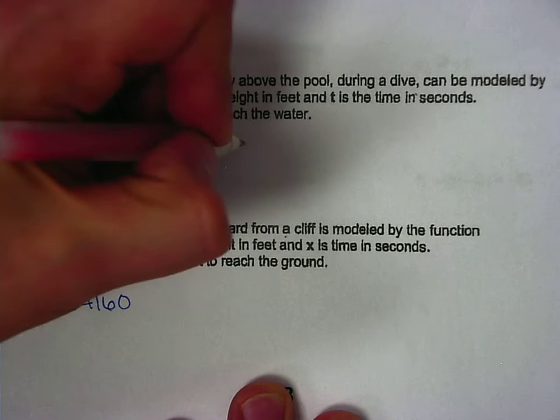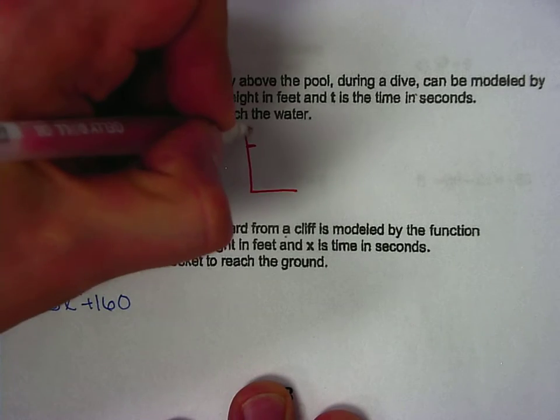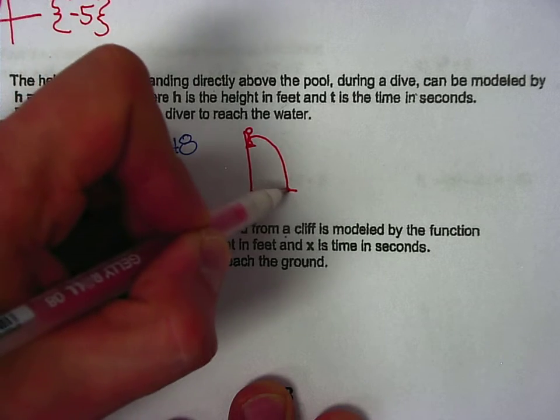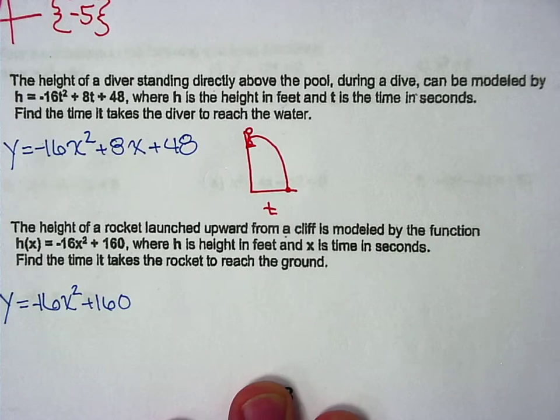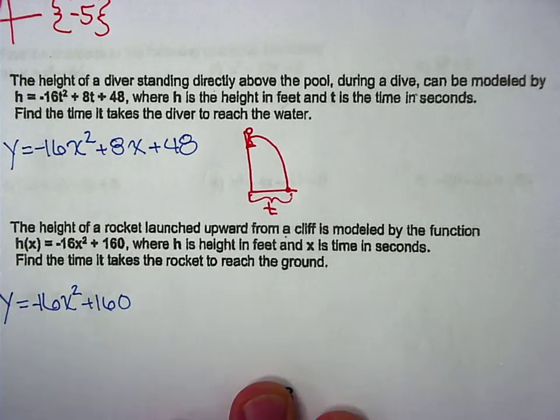So if I kind of do a picture, we have a diver up here, standing above the water, and they're going to dive down. Notice we have a parabola. So we want to know how much time it takes before they hit the water, from the time they began till the time it ends. So that's what this whole function is for.